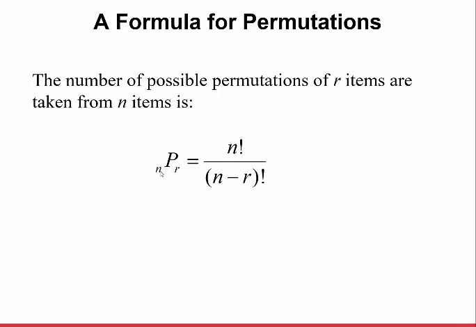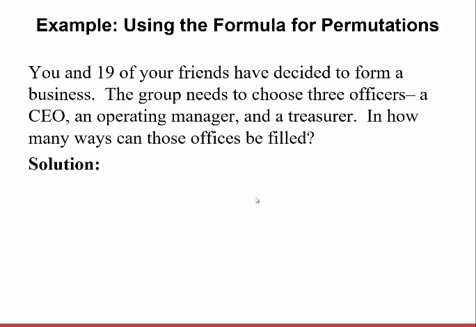So this formula is read as NPR or N pick R objects. So this is where the order that you pick them or the order that you arrange them is important. This is just n factorial divided by n minus r factorial. All right, let me give you an example.